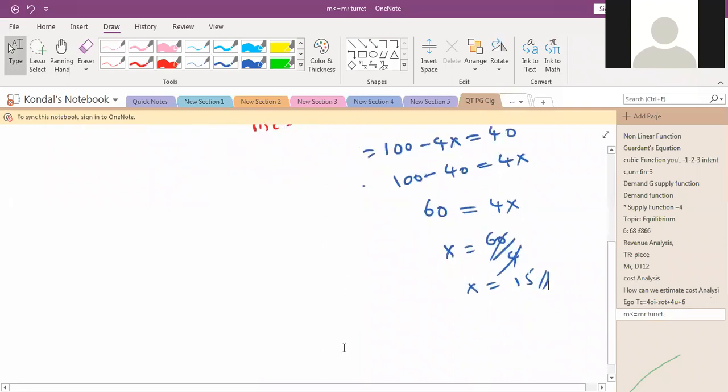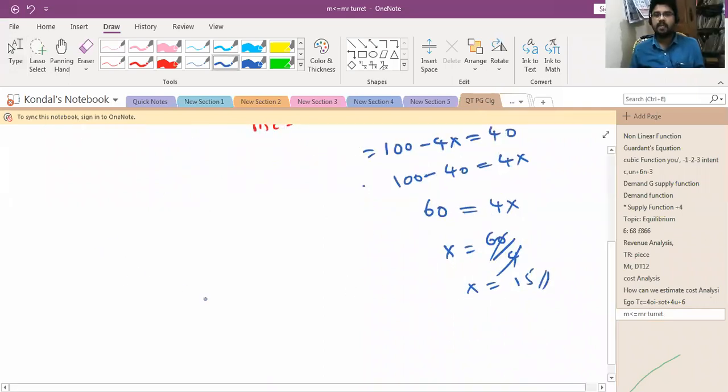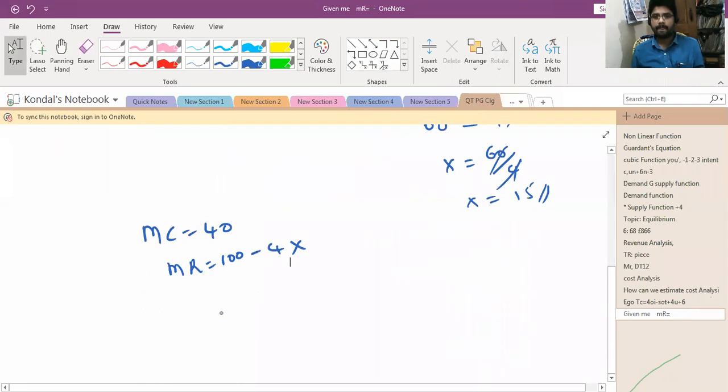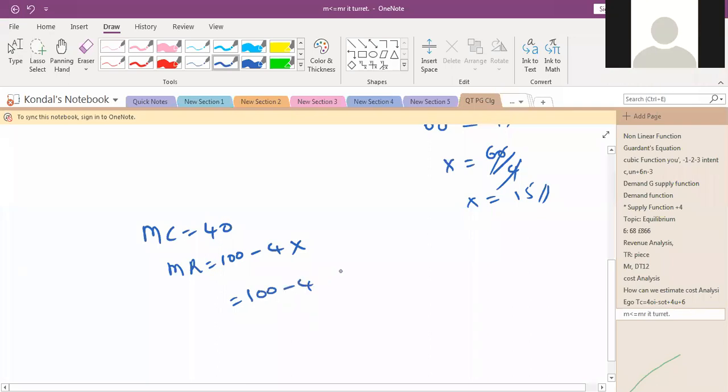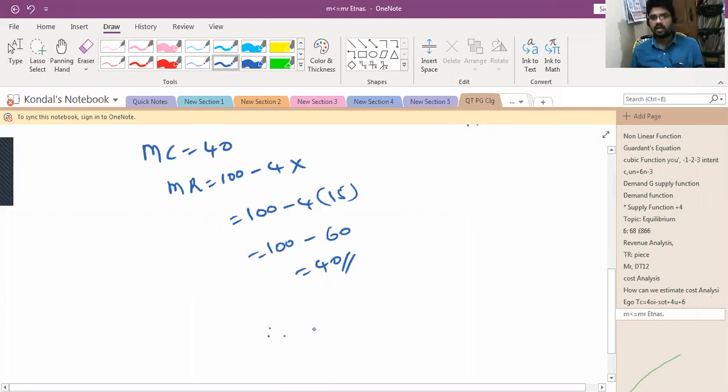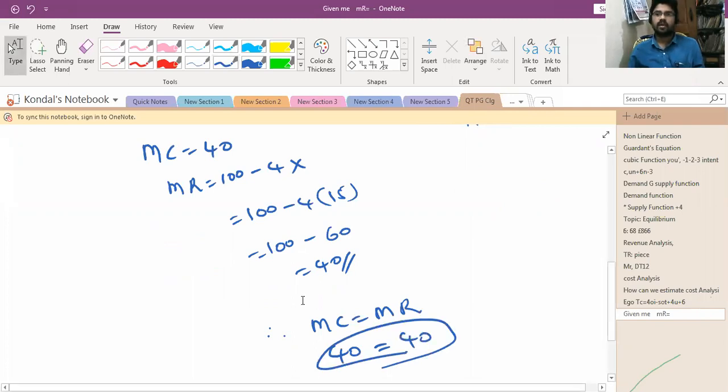Yeah, so you can also simply substitute the values. If x is equal to 15, MC is equal to 40 and MR is equal to 100 minus 4x. 100 minus 4 into 15, that is 60, so 100 minus 60 is 40. Therefore you can easily understand that MC is equal to MR: MC is 40 and MR is 40. Okay, is it clear?